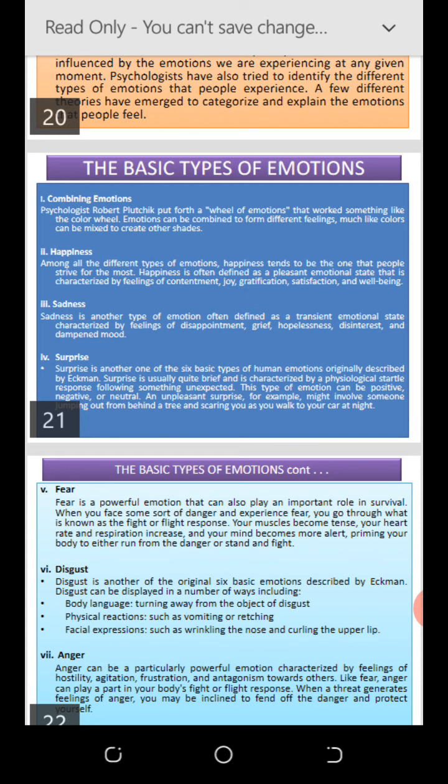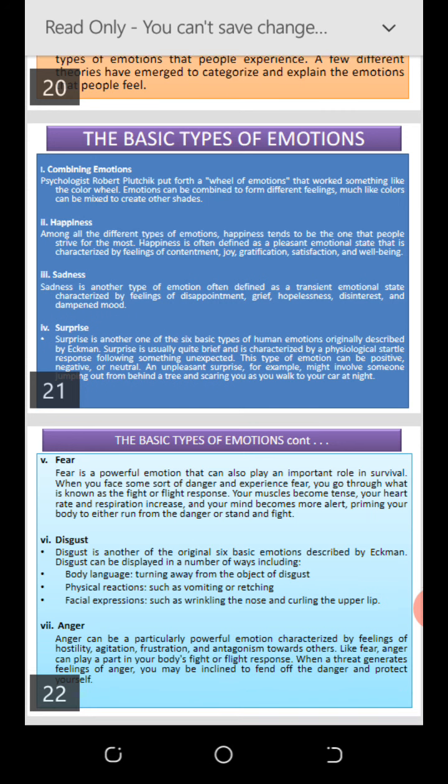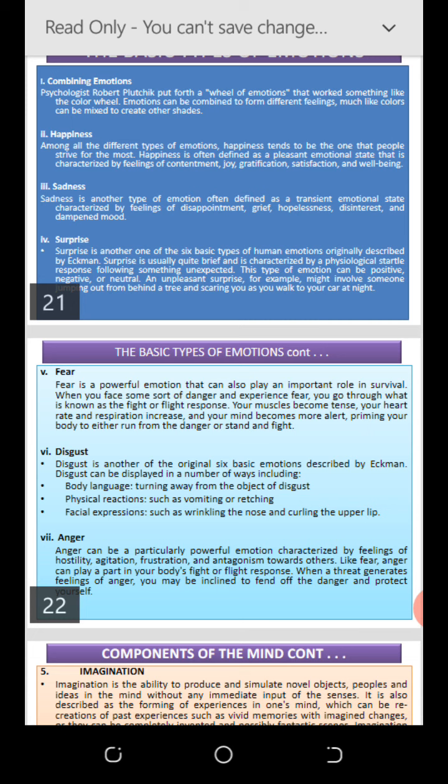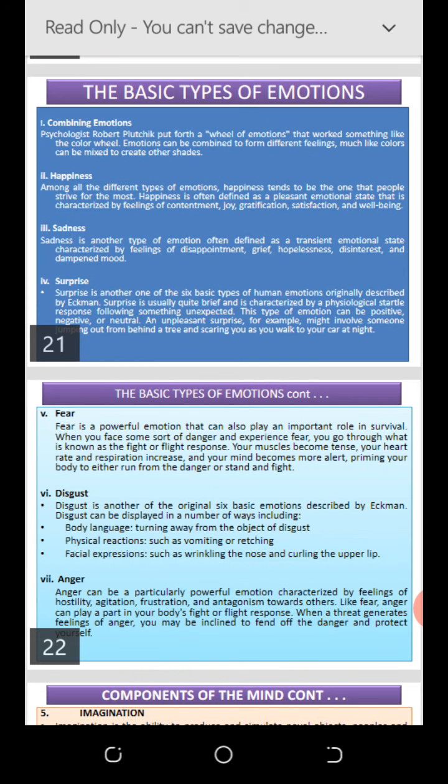Under the combining emotions, the psychologists look at the combined emotion as something that works with color, the will, and also can take the form of different feelings, just like colors which can be mixed with another color. Many of us do not know that color on its own has effects on our emotion. There are some colors that are not good enough to be used in a house we live in. When we use them, they change our mood, our emotion, from good to bad.